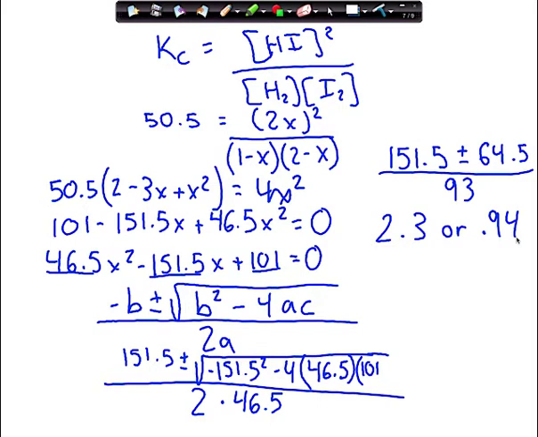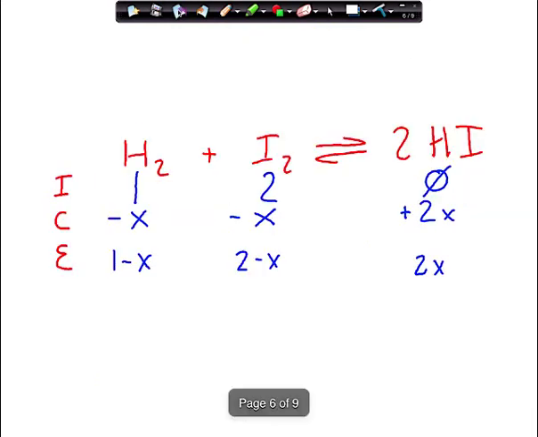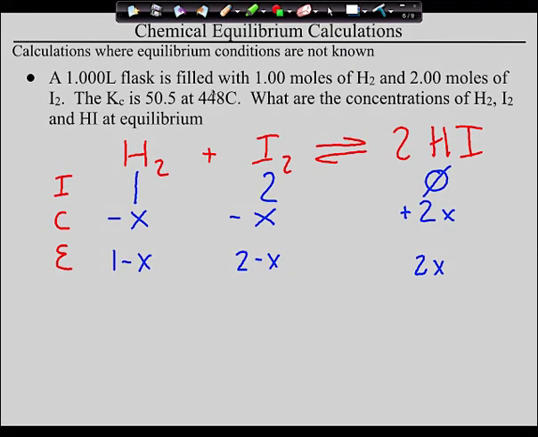Okay. Now, guys, we've got to be intelligent consumers of information. We have two answers, 2.3 and 0.94. But when we take those answers and put them in this context, we find out, let me write them down. Our two potential answers are 2.3 and 0.94. Guys, when we look at those two answers in context, we find out that one is nonsensical. Which one? 2.3, why is that not a valid answer?